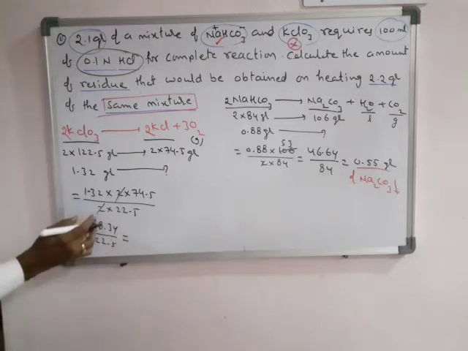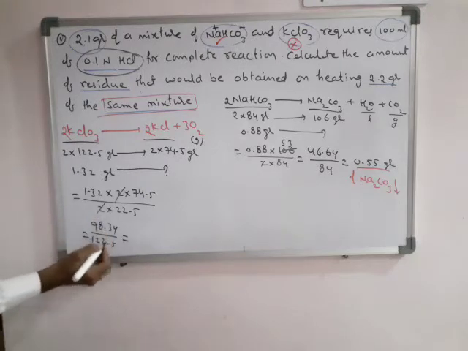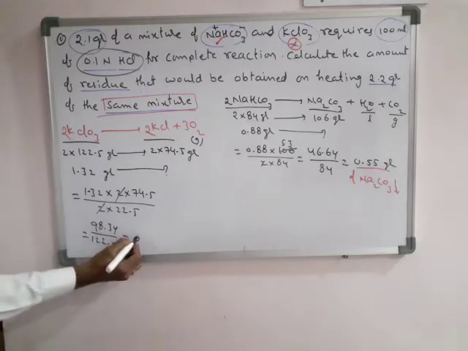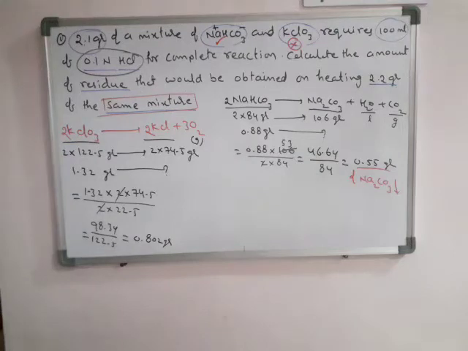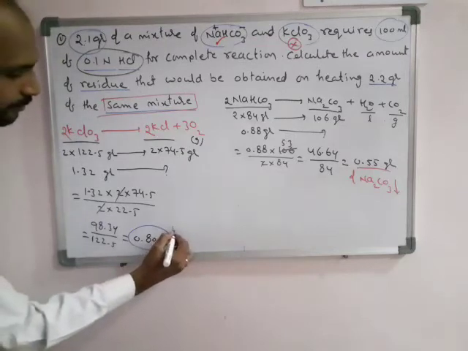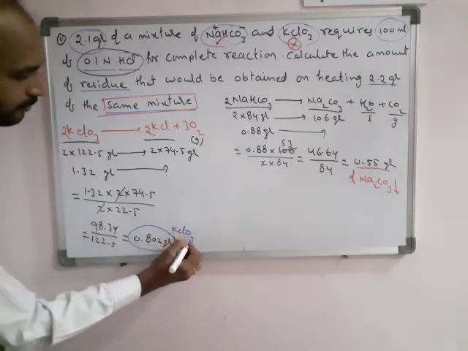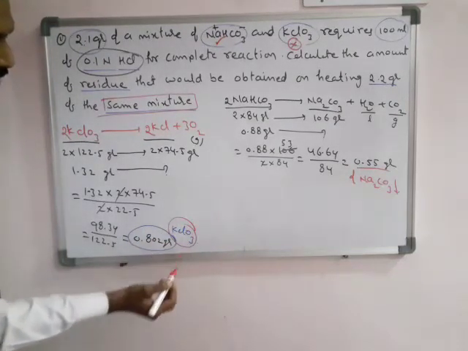so here 122.5 approximately, we get 0.802 grams. So this is the amount of potassium chloride, the KClO3 residue.